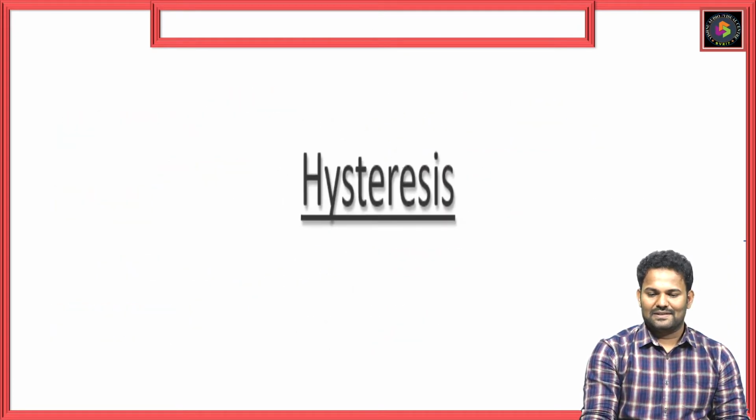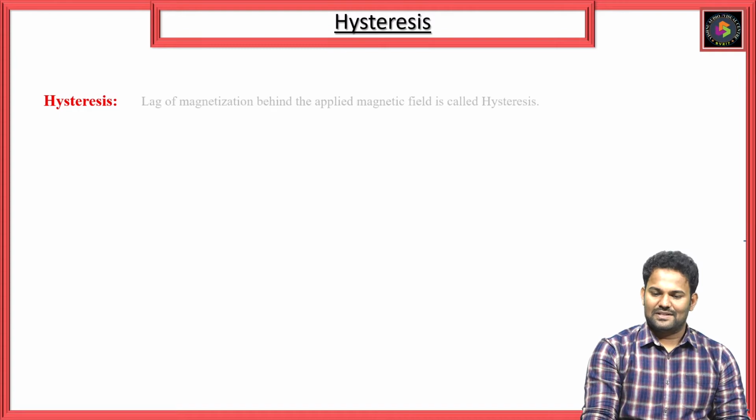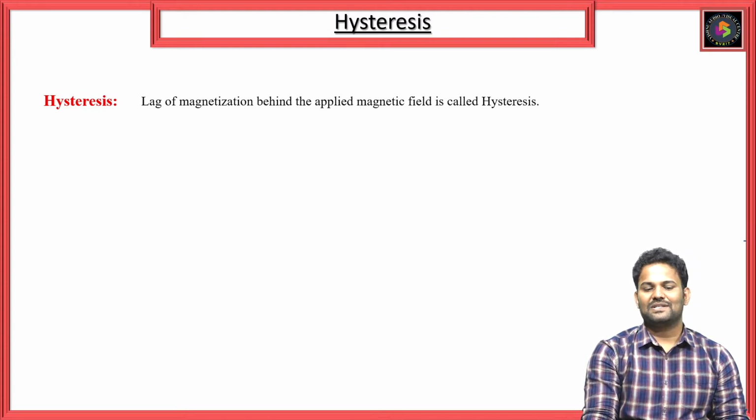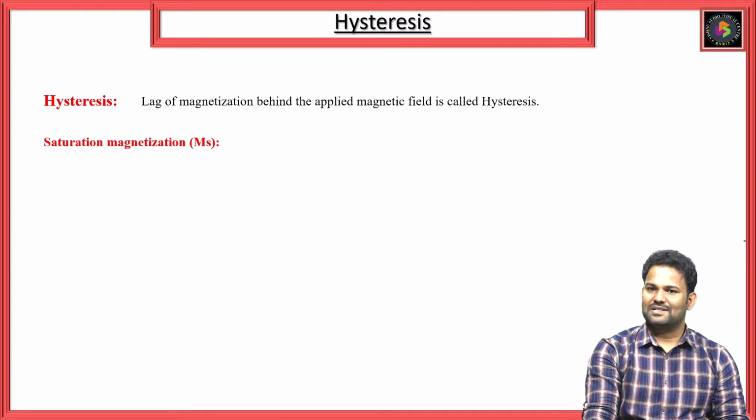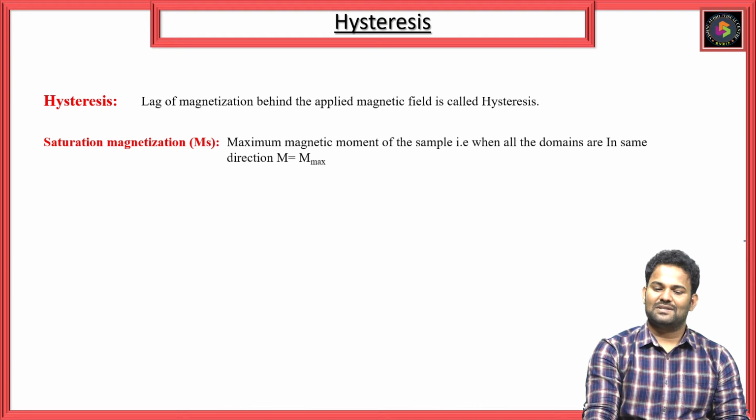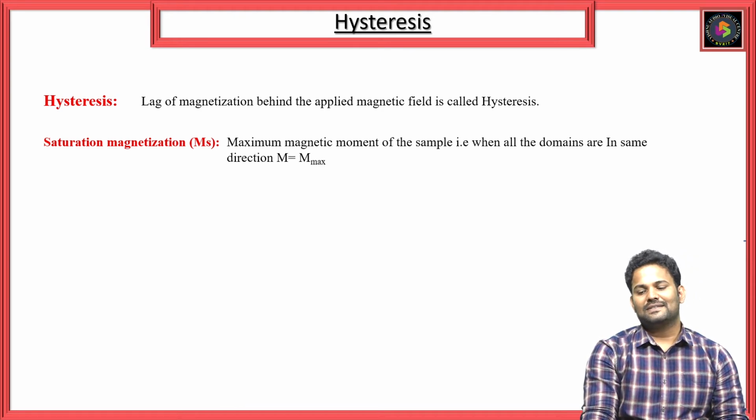Now we will discuss hysteresis. What is hysteresis? The lagging of magnetization behind the applied magnetic field is called hysteresis. Saturation magnetization is the maximum magnetic moment of the sample, when all the domains are in the same direction. That means when the magnetization value is equal to the maximum magnetization, it is known as saturation magnetization.